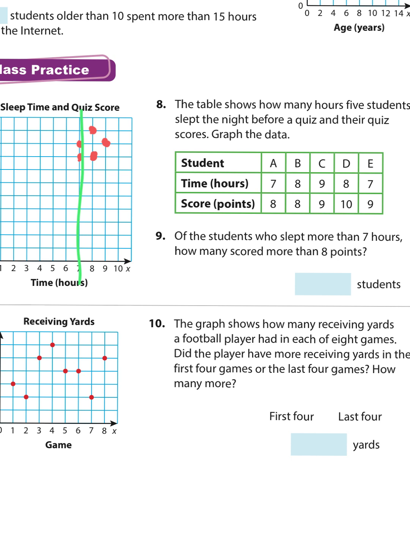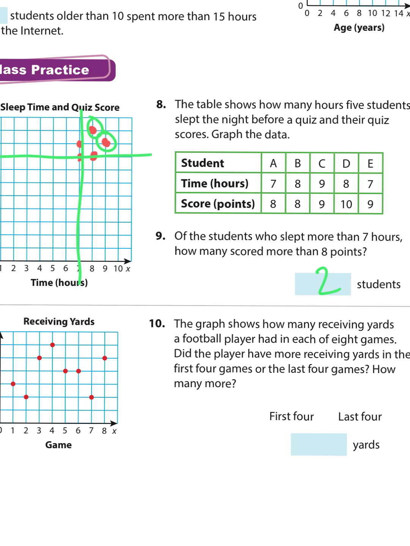Okay, so then it says how many scored more than 8 points of the students that have slept more than 7 hours. Now I want to look above that line. So how many? 2. 2. I have this one and this one. So my answer is 2 students.